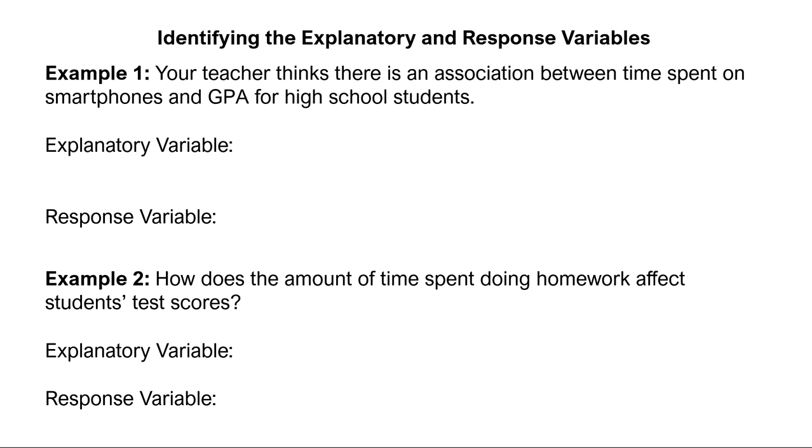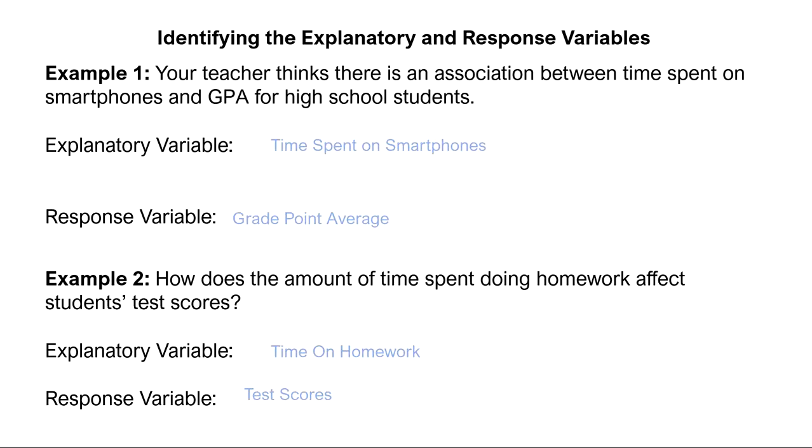Okay, so we've gone through, we've answered your questions. The explanatory variable is going to be the time spent on smartphones, because the more time spent on smartphones, the lower the GPA is. It's not a situation where GPA is going to predict the time spent on smartphones, so that makes grade point average the response variable. And the second one, how does the amount of time spent doing homework affect test scores? Again, the explanatory variable is going to be the time on homework. The more time you spend on homework, the better we're going to expect you to do on the test.